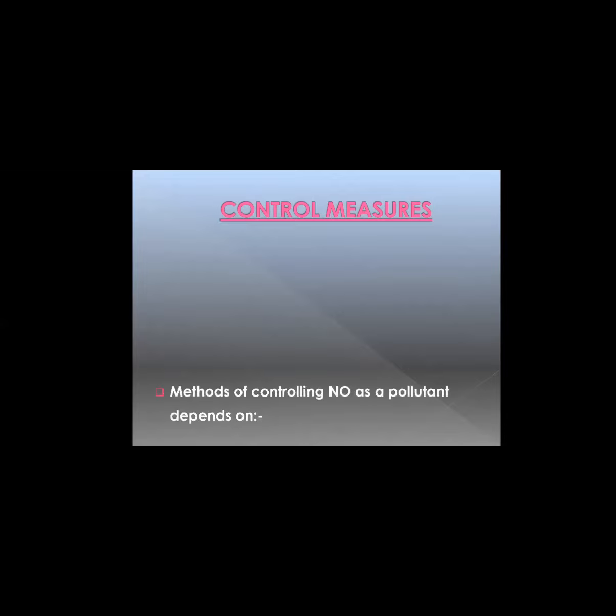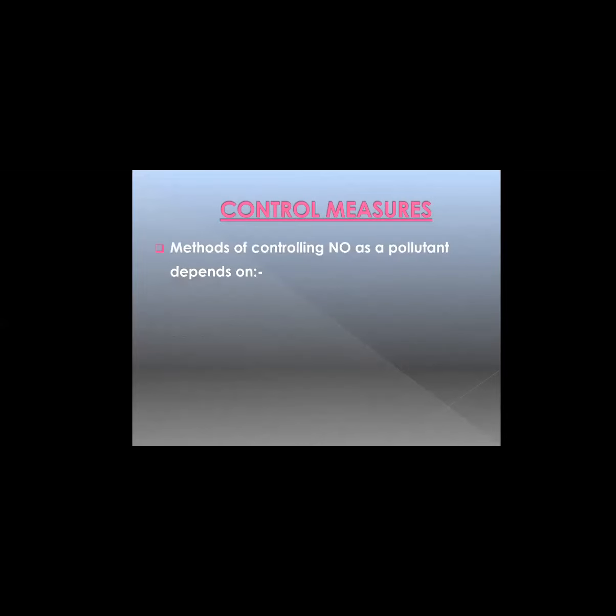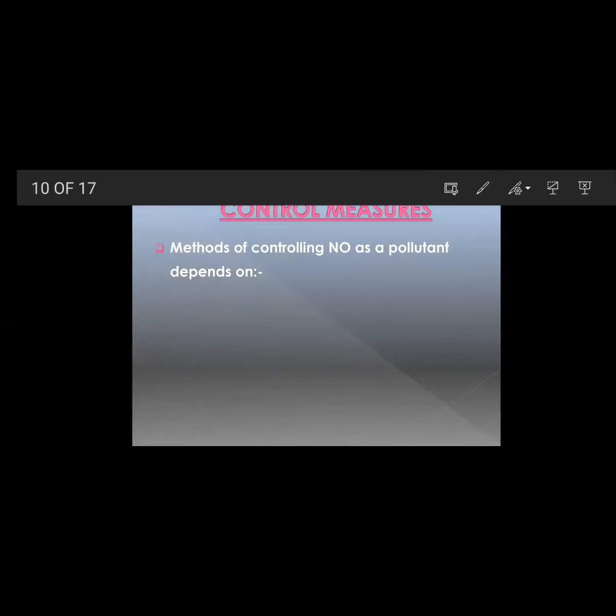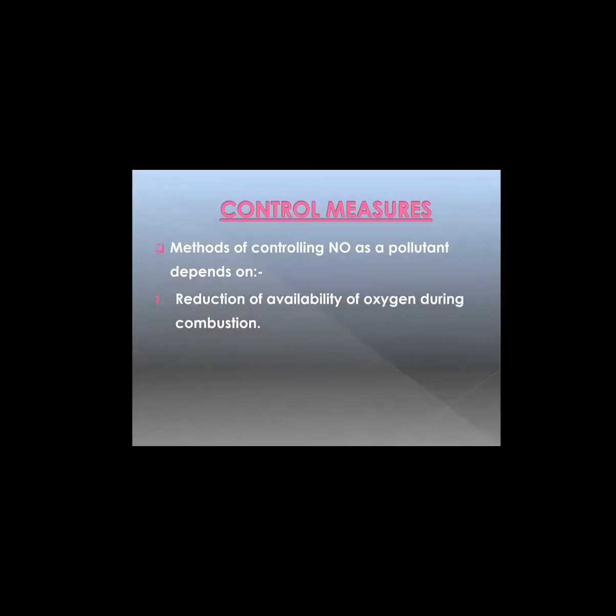Now, my dear friends, when you talk about the control measures, what is our line of action? The method of controlling oxides of nitrogen as a pollutant primarily depends on three factors. The first one is reduction of availability of oxygen during combustion.